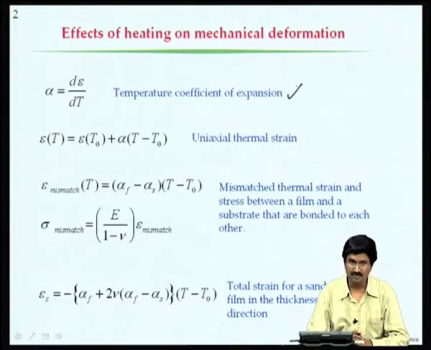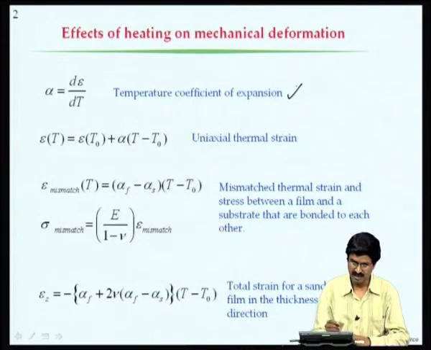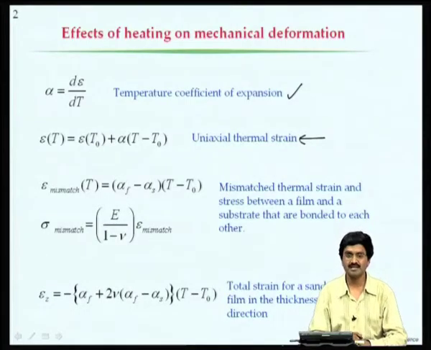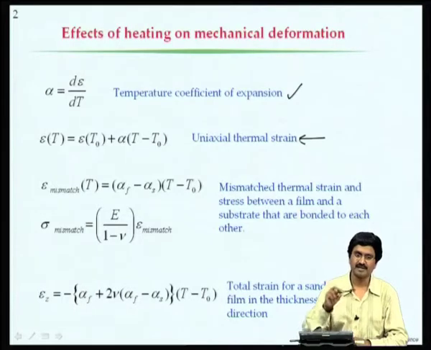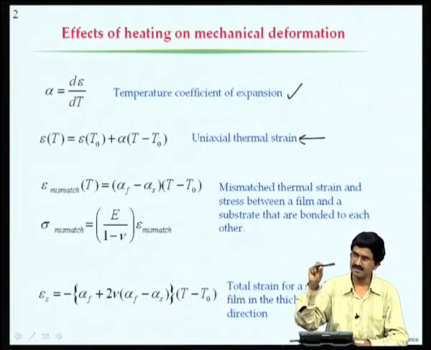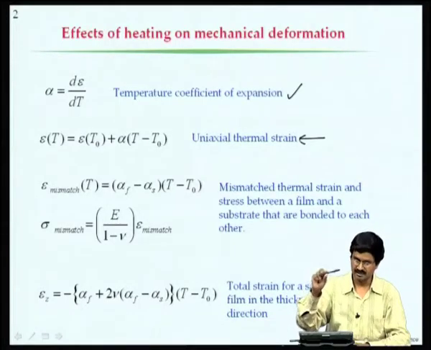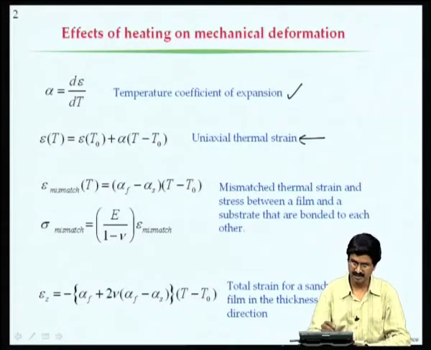And because of thermal expansion, there will be a strain created in the materials, and that is given by the relation that we have shown over here. This is uniaxial thermal strain, meaning that in one dimension, if I take a rod and heat it, it is going to deform by a certain amount, and that amount leads to the mechanical strain, and that is given by alpha times temperature difference.